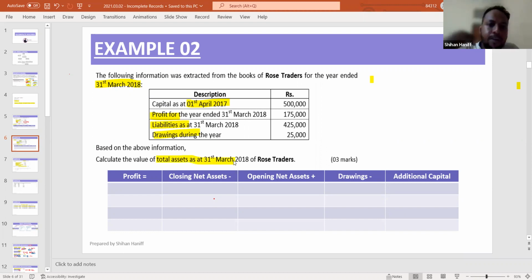Now sometimes they will ask you to find out the profit, but sometimes they will give you the profit and they might ask you to find some other things, mainly the assets or liabilities at the end. Can you all find out the answer for this?